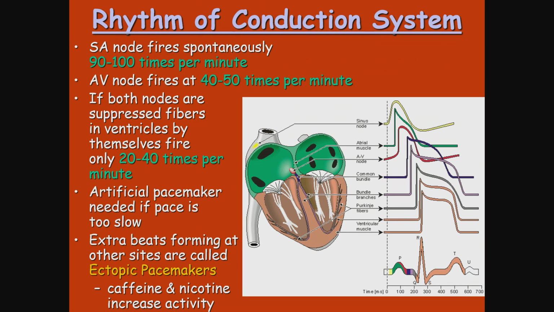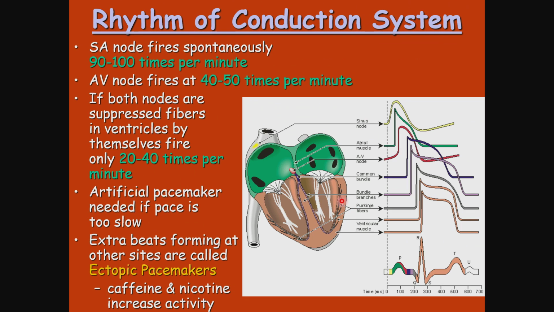The rhythm of the conduction system is obviously very rhythmic, and that's good news for doctors, because if the rhythm is off, they're usually able to tell which area is having the problem. So the SA node fires spontaneously 90 to 100 times per minute. And then the AV node fires 40 to 50 times per minute. And if both of those nodes are suppressed, the fibers in the ventricle, the Purkinje fibers, will still fire 20 to 40 times per minute. So there still will be some kind of action to get the ventricles to contract.